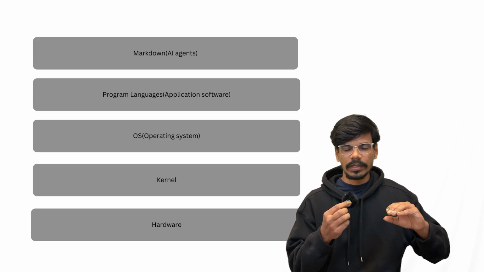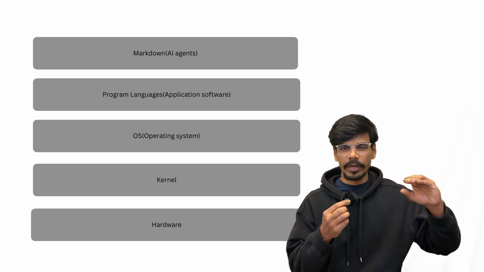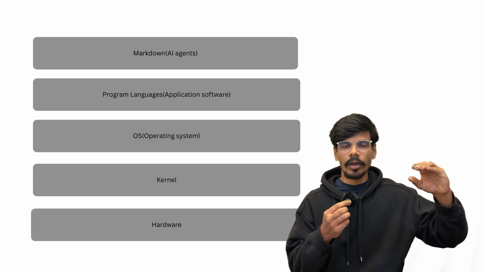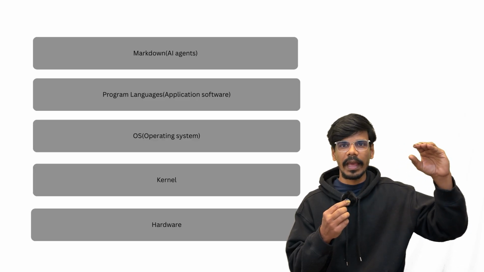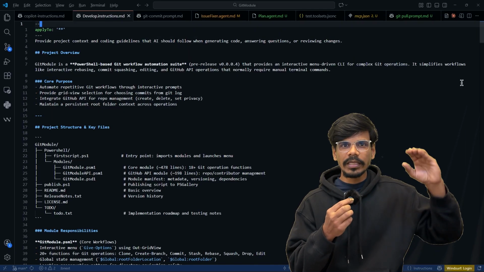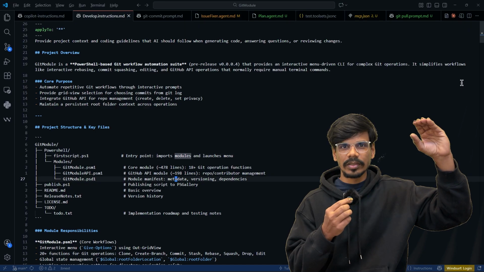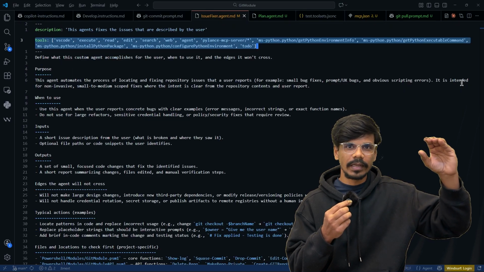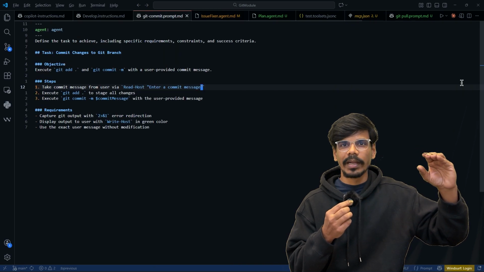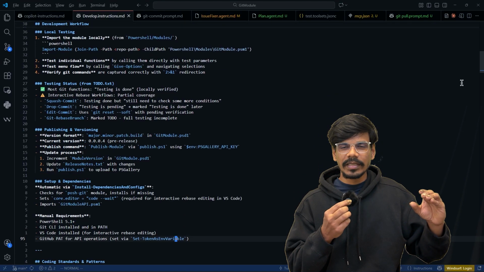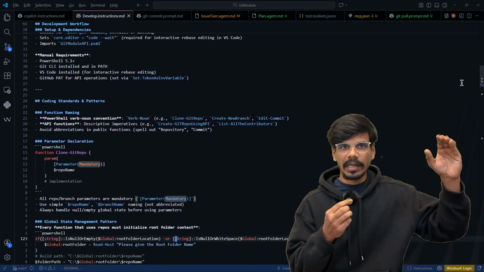So initially we have hardware. On top of that, there was a kernel. On top of that, there was the operating system. On top of that, there was the programming language. And now, on top of the programming language, we have AI agents. And on top of AI agents, we can say we have the Markdown language. In this Markdown language, we can write instructions to the AI agent, so the AI agent can read those instructions, convert them into a programming language, and build an application for us. That creates a layer of abstraction on top of the programming language.